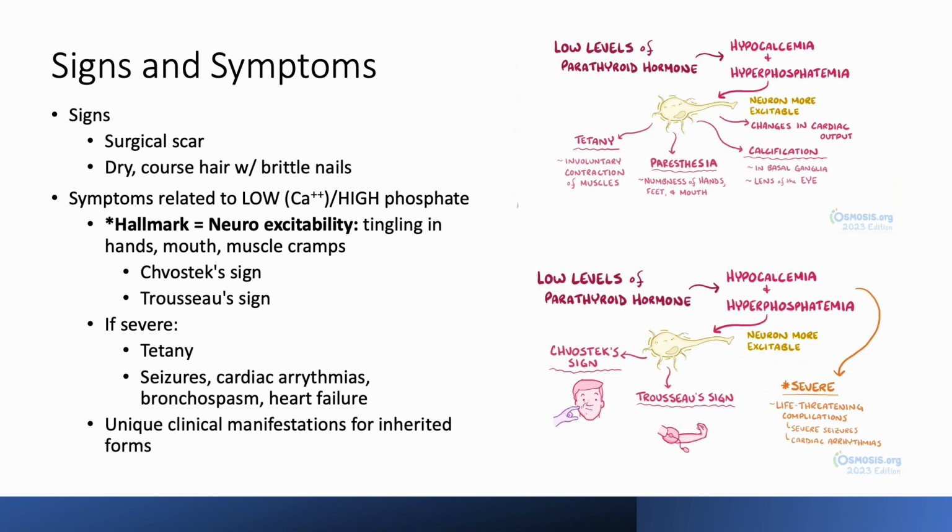cardiac arrhythmias. So all of you that all these years were drawing phos levels, wondering why is this important? It's important. There's some unique clinical manifestations, like I just discussed, for congenital or inherited forms. We don't need to dive too deep into that.